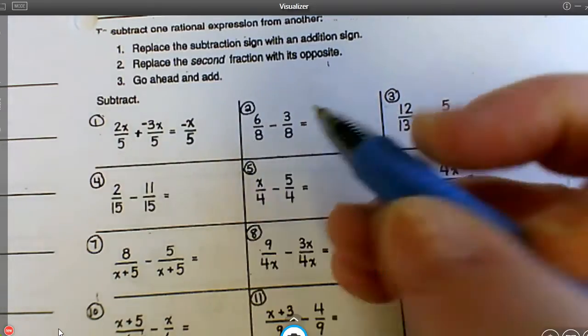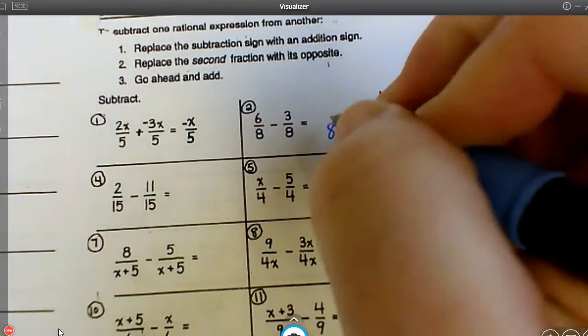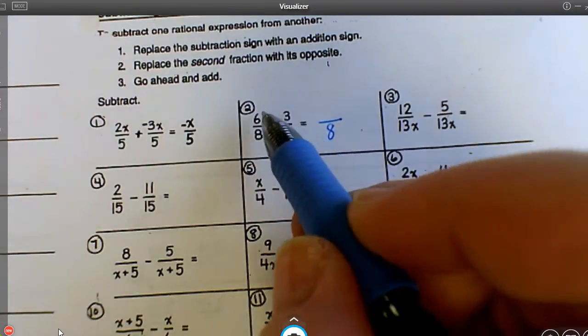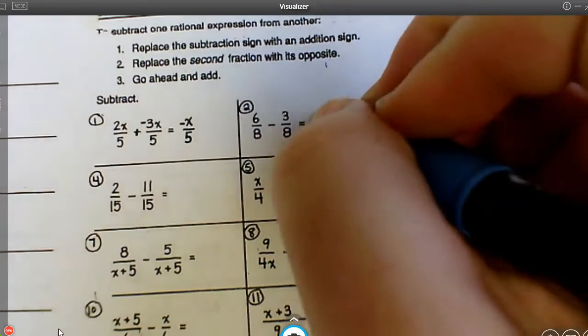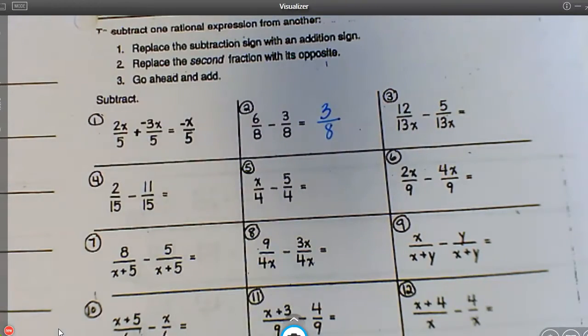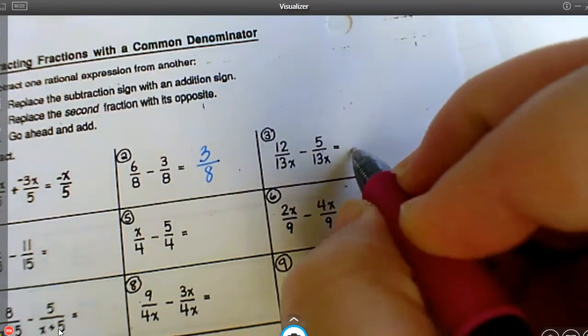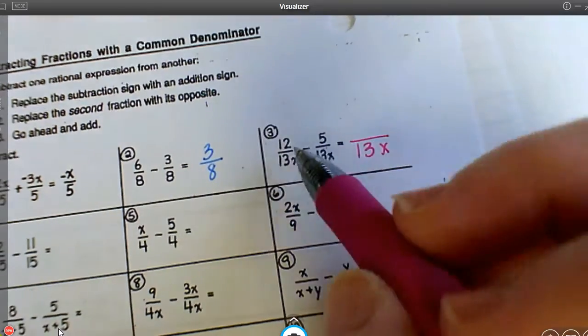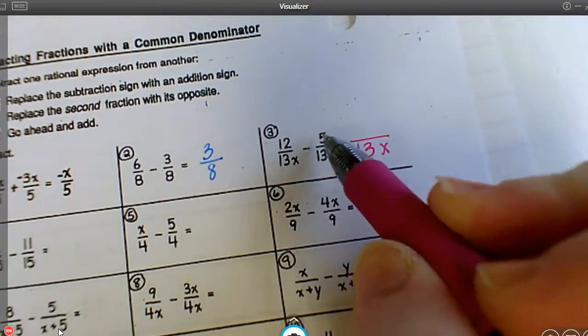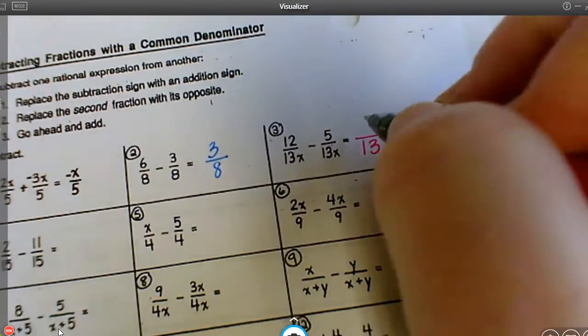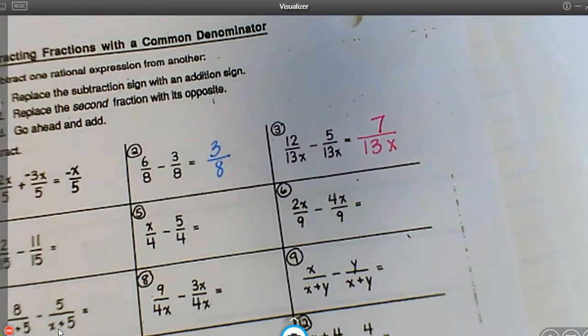So on this one, the bottom is 8. So I just leave it as 8. And then I do 6 minus 3, which is 3. And so adding and subtracting, as long as the denominators are the same, are not a huge deal. Looking at number 3, the bottoms are already the same. It's subtracting, so I do 12 minus 5, which is 7. So even though there was an x, that really didn't change anything.